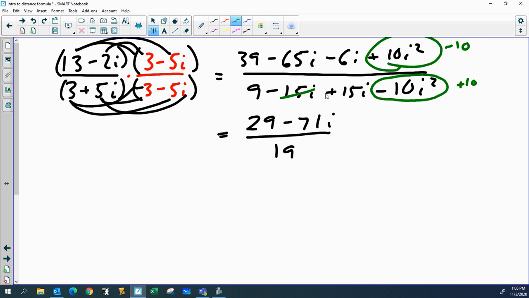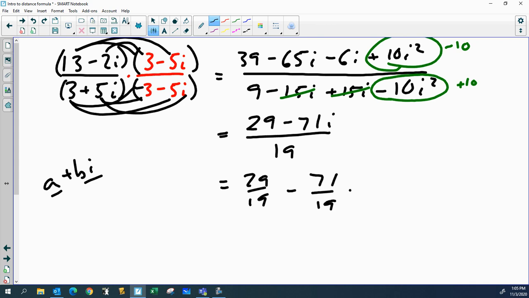We'll notice that the minus 15i and the 15i cancel. So now you just simplify. So it wants it of the form a plus bi, where there's a real component and an imaginary component to this complex number. And so we just separate it. 29 over 19 minus 71 over 19i. That should be. Let me double check. Make sure.